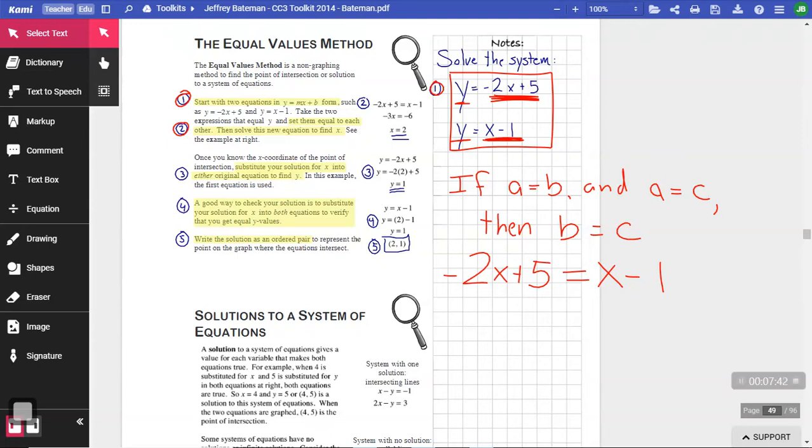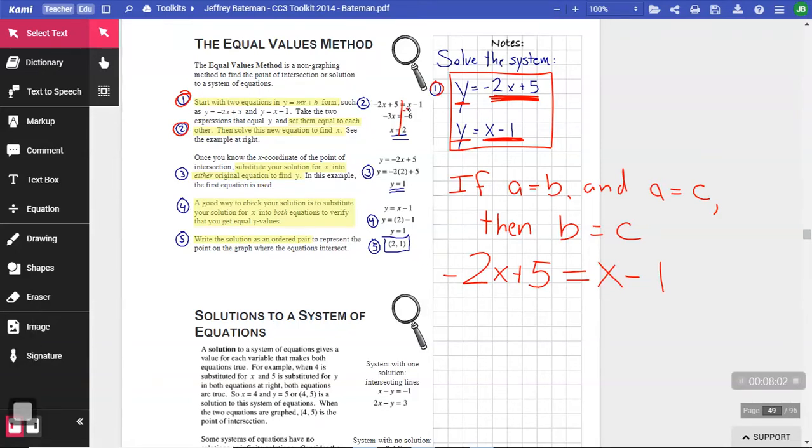We're just setting the 2 non-y expressions equal to each other. And that's what we see right here. And that's why I marked this part right here as step 2. Once we do that, now we have ourselves one equation with one variable that we can solve. And we can solve that the way we do any equation.